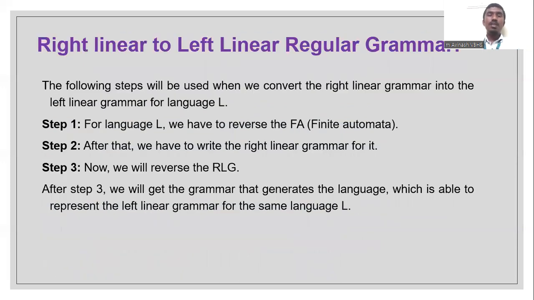Right linear grammar to left linear grammar conversion. The following steps are used when we convert the right linear grammar into left linear grammar for L. Step 1, for language L, we have to reverse the finite automata. Step 2, after that, we write the right linear grammar for it. Step 3, now we reverse the right linear grammar. After step 3, we get the grammar that generates the language, which is the left linear grammar of the same language L.